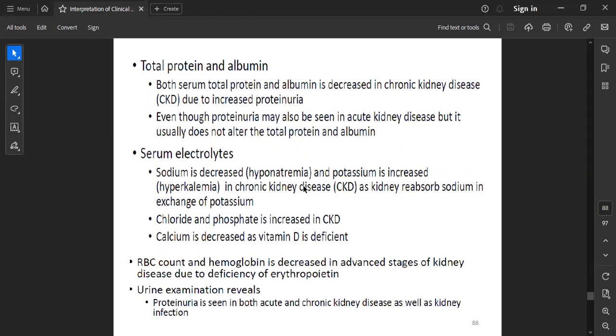Total protein and albumin. Both serum total protein and albumin are decreased in chronic kidney disease due to increased proteinuria. In chronic kidney disease, the kidneys are more permeable than they usually are, so they allow the passage of products that are usually kept in check. So there will be loss of more protein than usual, and that means total protein will be decreased when you do a blood test.